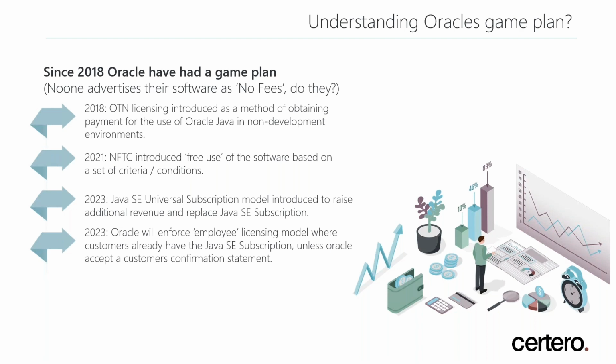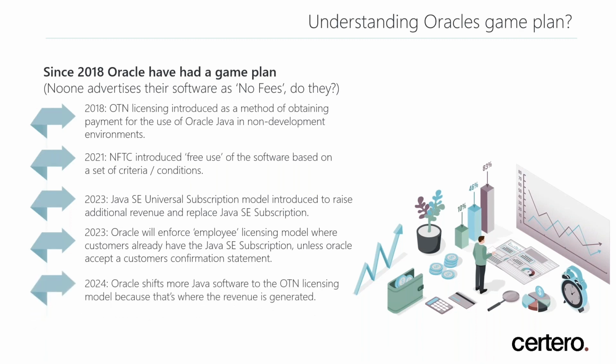So anybody who is under the Java SE subscription, i.e. had licenses paid for prior to January 2023, it's all about making sure you can stay on there, but you need to verify your requirements so you can prove to Oracle. 2023, Oracle are enforcing the employee license model where customers do not have anything. And we're also seeing now they're trying to enforce it onto the older model because you can't prove. And what I have heard is they want to try and get everybody off the old model before the end of next year.